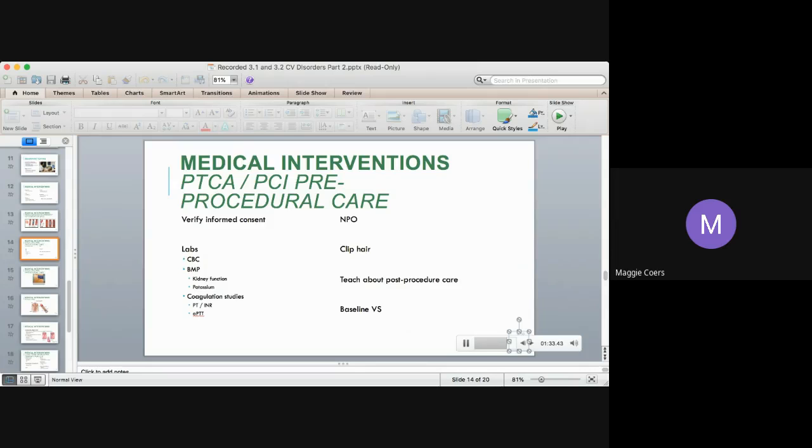We clip the hair around the site. We teach post-procedural care to the patient before they go into the procedure, so what's going to happen when they come out of the cardiac cath lab, but we don't want to scare them. We always want to do any post-procedure care and teach them about what's going to happen, but we don't want to scare them. And also baseline vital signs.